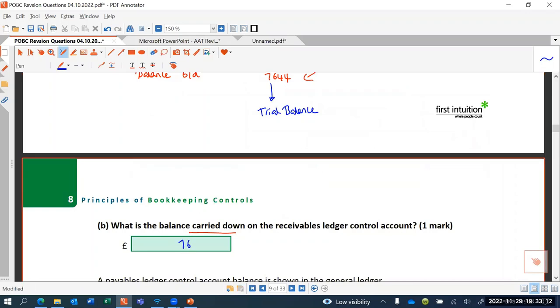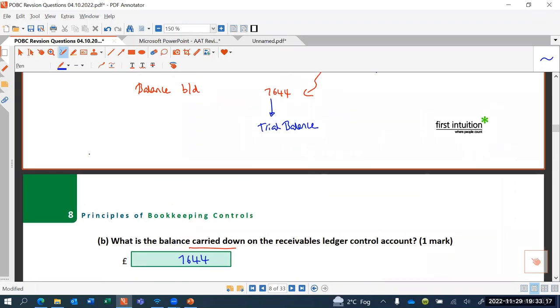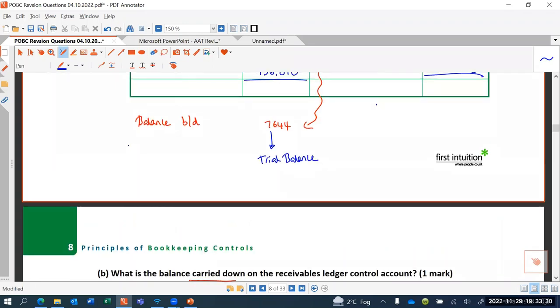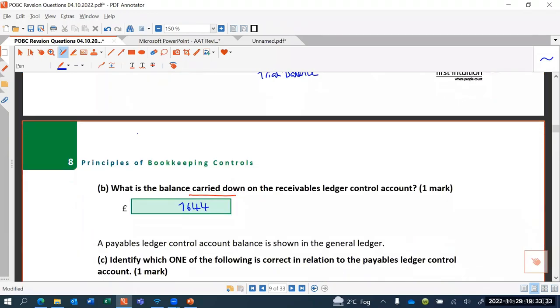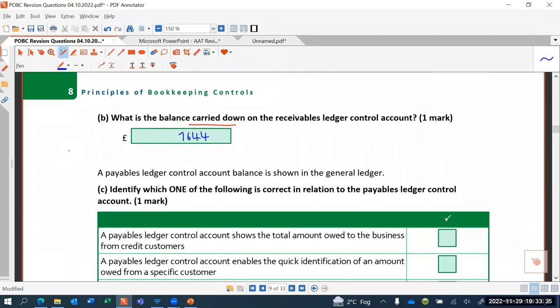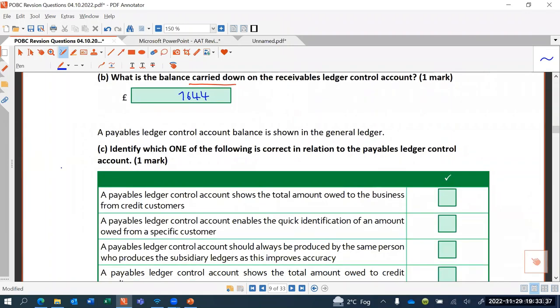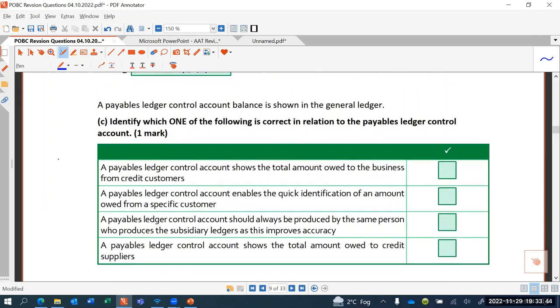So I go with 7,644, but I just wanted to use that opportunity to remind you, when you do get onto those later tasks, which will be 7 and 8, I think, involving the trial balance, where you've got to appreciate that it is the brought down figure that determines the actual account balance. Is that all right with anybody? Any questions? You'll pop them in the chat box if you have any. Otherwise, we'll just finish off with part C.